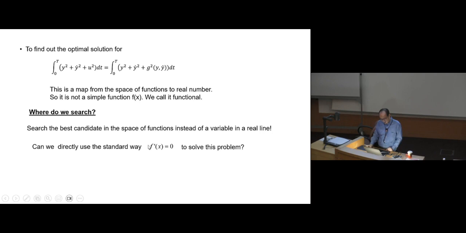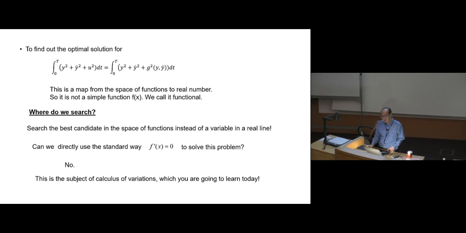In that case, can we directly use the standard way, taking the derivative and making it 0, to solve this problem? You don't know how to do that, right? So what is the derivative? Here, the variable is a function. There is no easy, direct way to take the derivative and do it like this. So this is the subject of what we call the calculus of variations, which you are going to learn today. Of course, the calculus of variations is a big subject. Normally in math, it may be one course. That's why we only touch upon the basic idea.